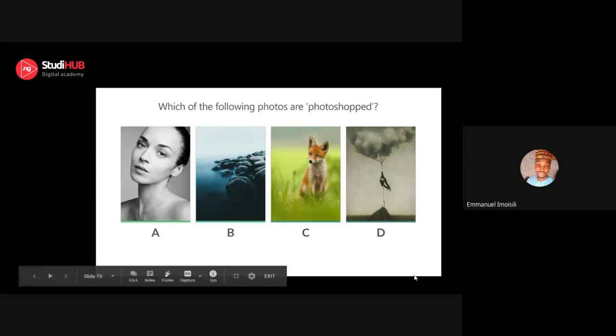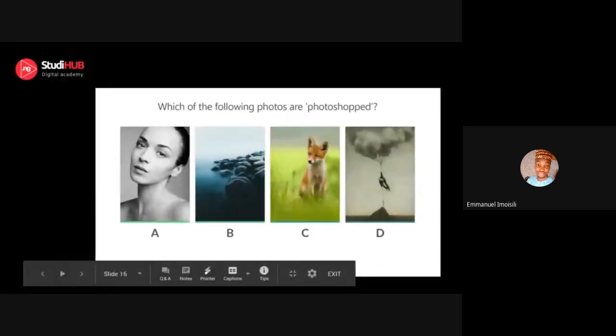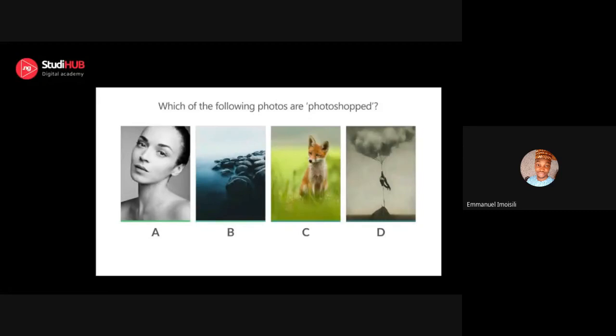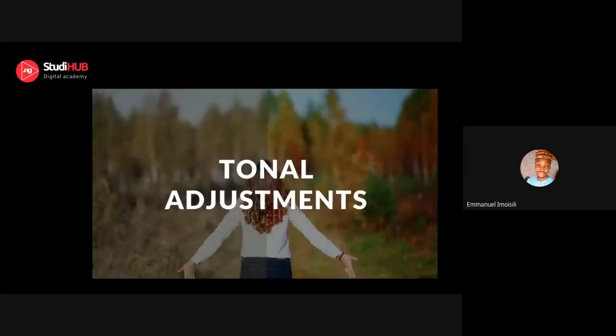Then for D, obviously, it's very much photoshopped. Correct, all of them have actually been photoshopped, and it's not achievable without the help of Photoshop. So we're going to talk about tonal adjustments now, before we move on to color adjustments. In the process of talking about this, we are going to go into Photoshop so that you guys will see how each of these tonal adjustments can be applied.